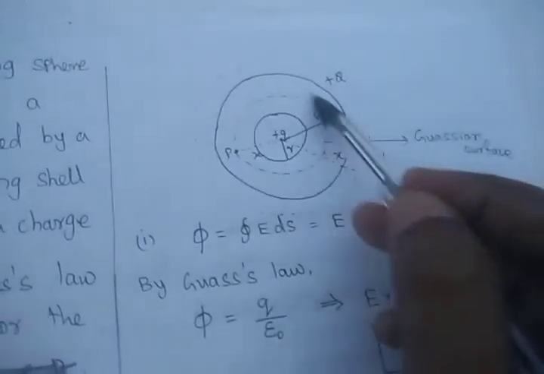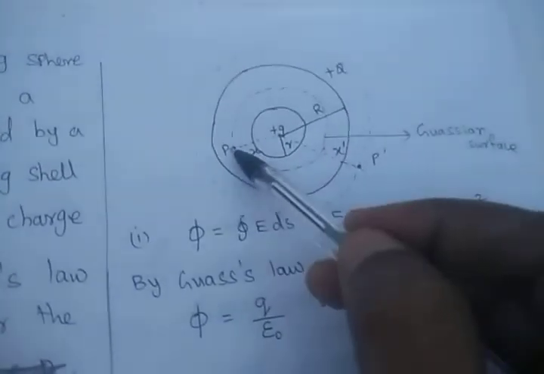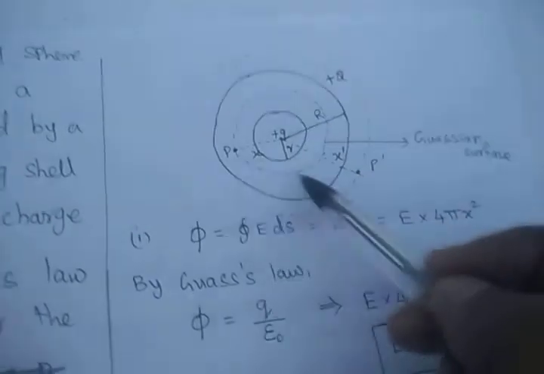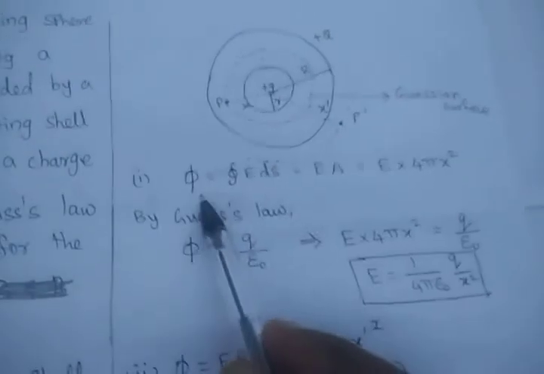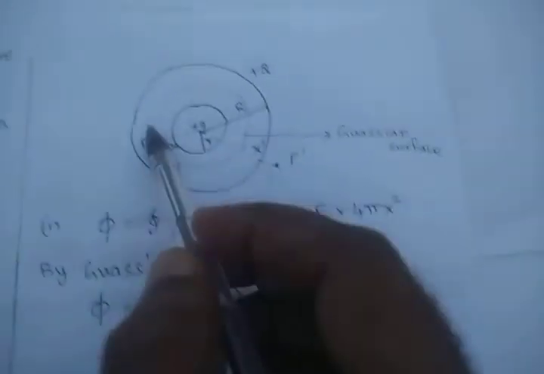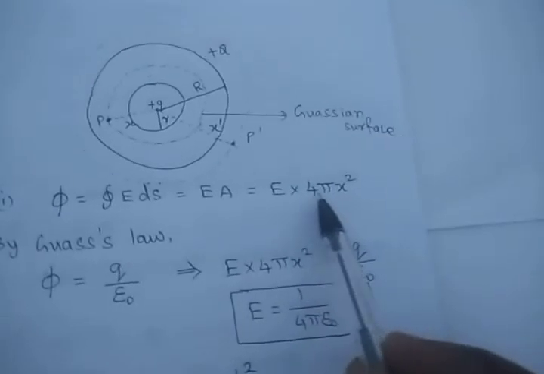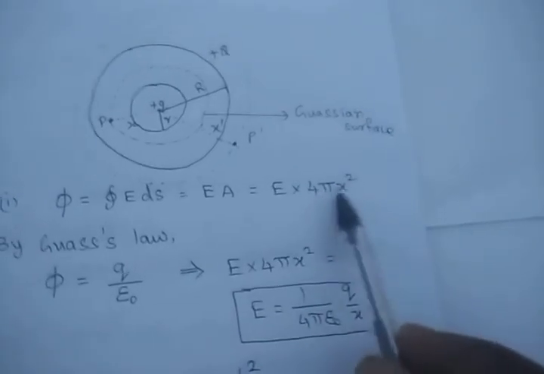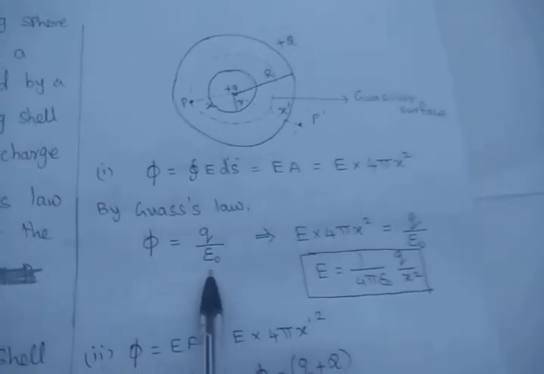So we have to draw an imaginary Gaussian surface. According to Gauss law, we derive the expression for electric flux by definition as well as by Gauss law. By definition, flux phi is equal to E into area, where E is the electric field and area is the area of the Gaussian surface, not of the sphere. The distance from the center to the Gaussian surface, this point P, is x. So the area is 4 pi x squared for a Gaussian spherical surface. According to Gauss law, phi is equal to q by epsilon naught.